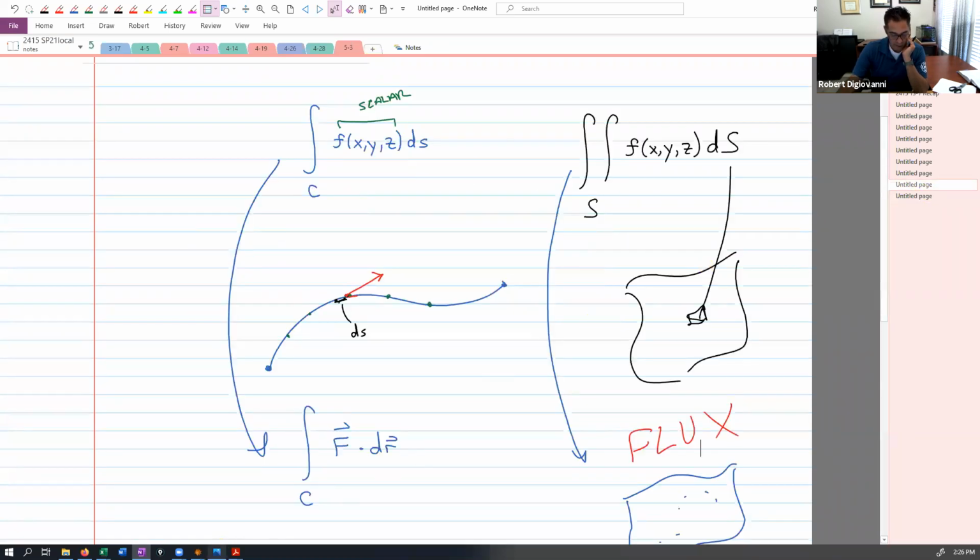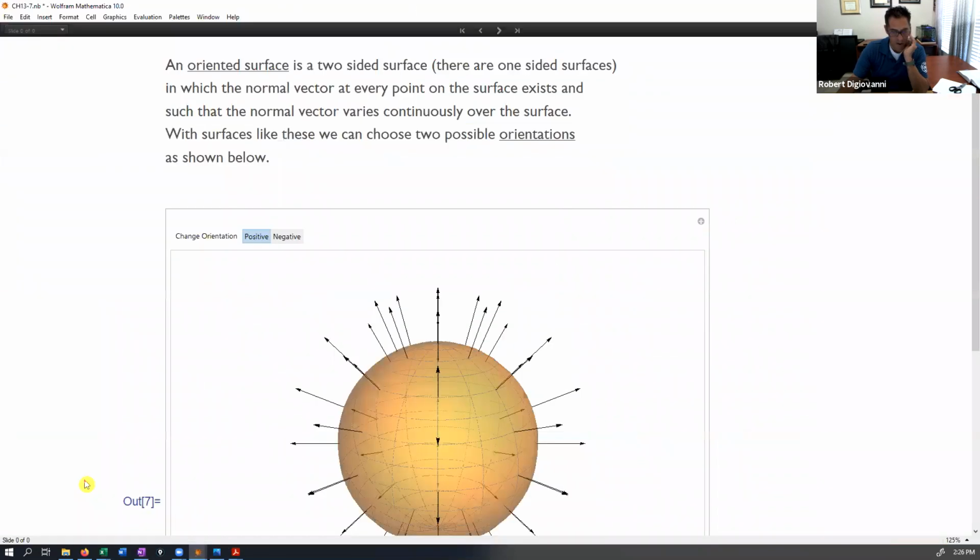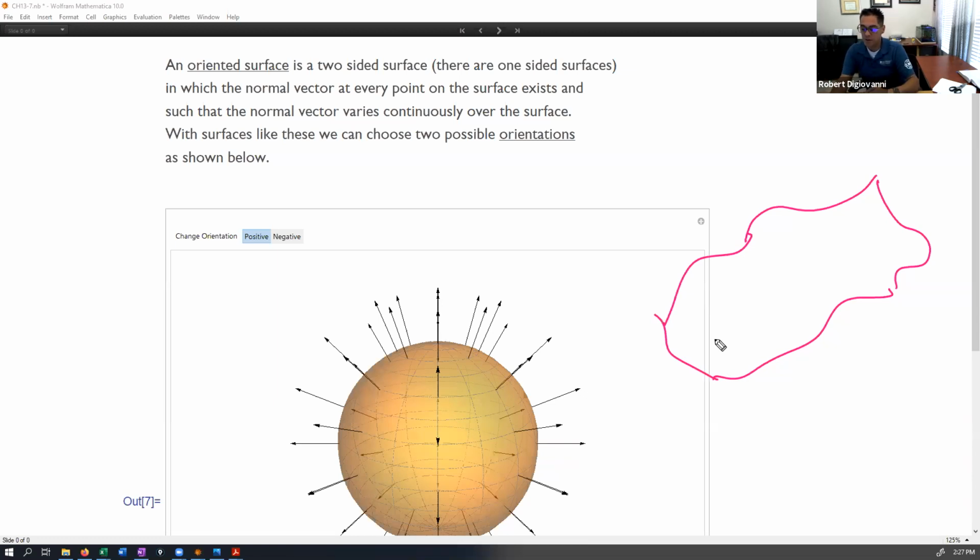All right, topology. What am I talking about? Let me get back to this. Okay, so oriented surface. If we have a two-sided surface in which the normal vector at every point on its surface exists, and such that the normal vector varies continuously over the surface, that's what an oriented surface is. So if we have just like a sheet flowing in the wind here, right? That's a two-sided surface, as long as at every point there's some normal vector that's orthogonal to the sheet. Okay, that's what we call an oriented surface.